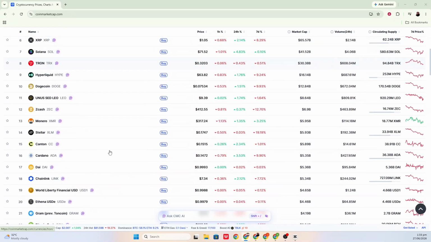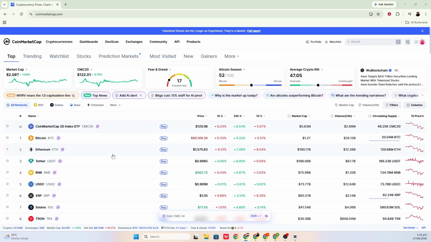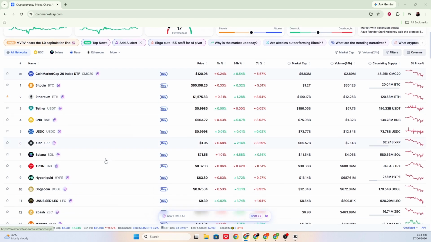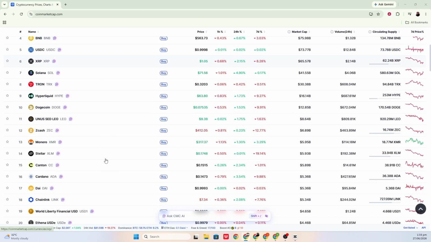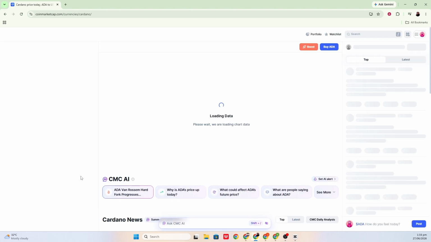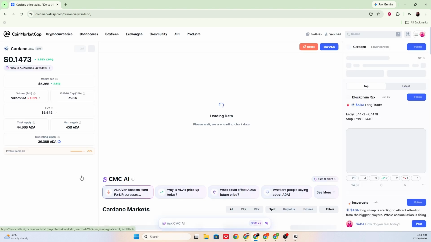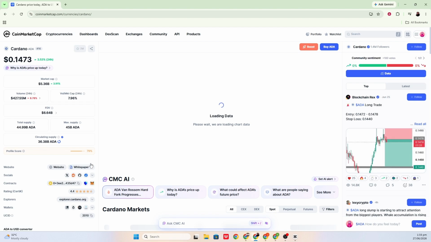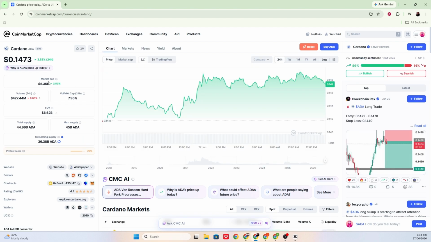are looking for. Selecting a coin like Cardano, you can open its page to see detailed information such as current price, market cap changes, trading volume, and recent performance. For example, you can observe whether the market cap is increasing or decreasing over the last 24 hours, along with price movement and volume changes.